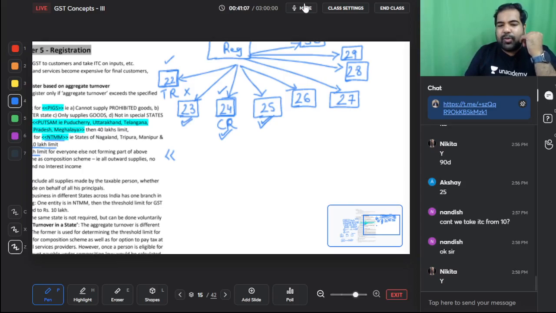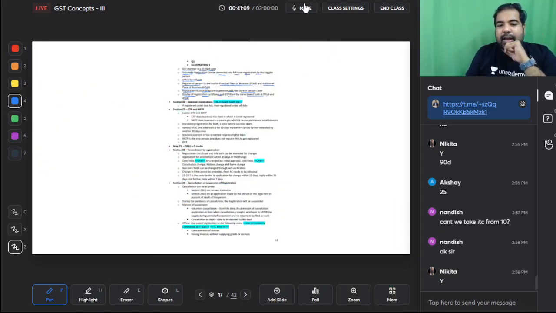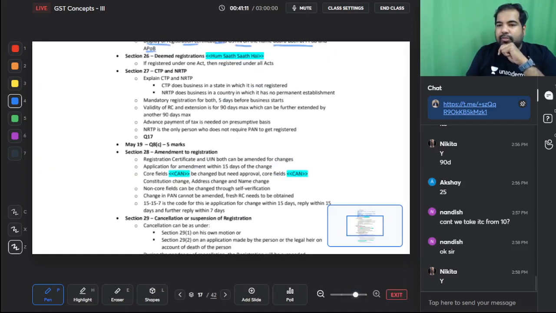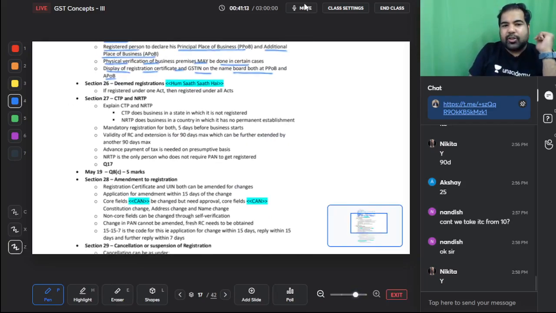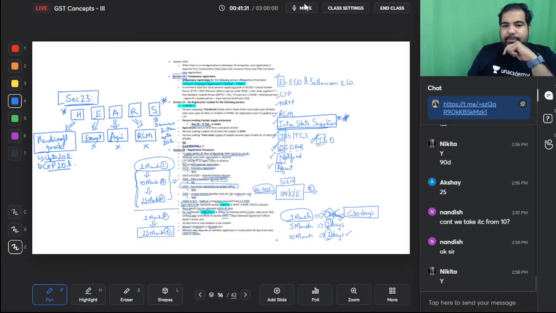Next, guys, is section 26, which is a very simple section. I call it the Hum Saath Saath Hai or Together Forever section. In section 26, they say when you register under IGST, you don't need to make other registration in every act. You will automatically register in all the other GST acts. And if you are removed or cancelled from one registration, you are automatically removed from all. So that is called deemed registration. That is section 26. 27 is absolutely important.